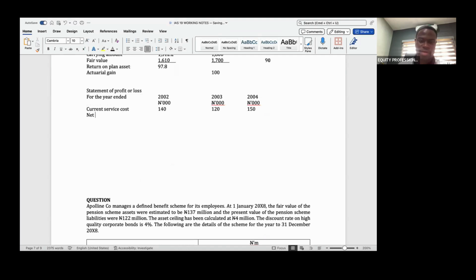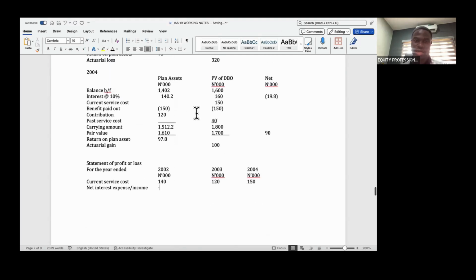Okay, I must not forget my net interest expense, net interest expense or income. 2002 was nil. I can remember that very well. This one was a net interest expense because the obligation was actually higher. So 19.8. I need to put this one in brackets also because it's an expense as well.